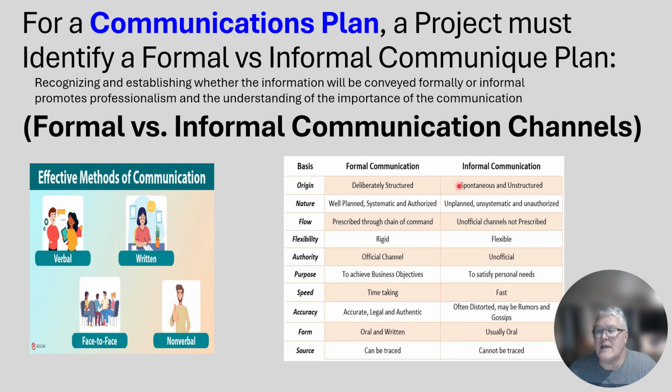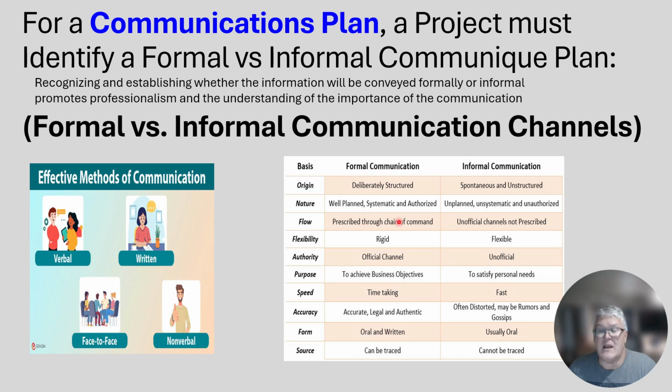So formal communications versus informal. Origin, it's deliberately structured. Spontaneous and unstructured is informal communication. The nature, if it's formal, it's well planned. You're thinking it out. Like if you are doing an employee review, you're going to sit and think about the words you're going to use because you're analyzing and reviewing somebody. You might be critical of them. Okay, so it's systematic. It's authorized. Informal communication, unplanned, unsystematic, unauthorized.